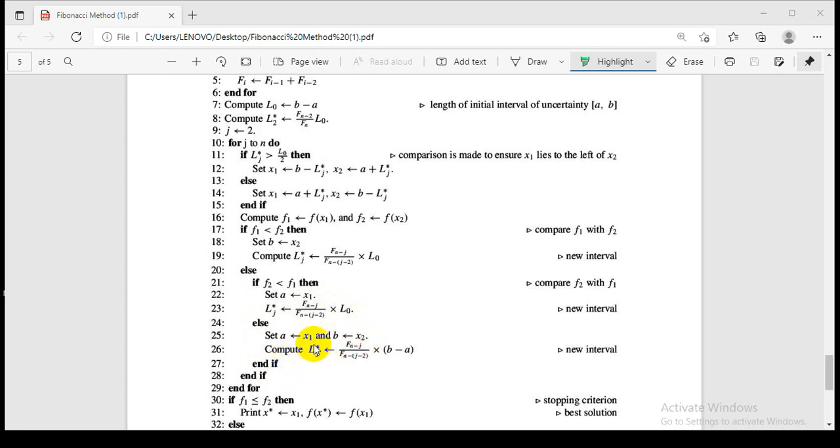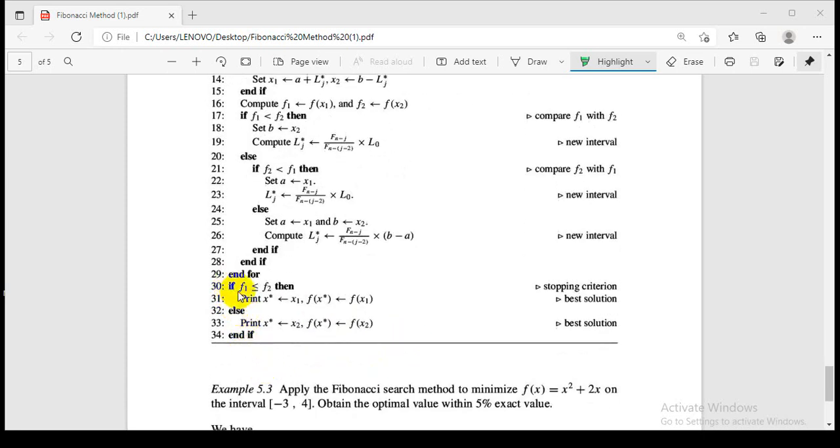Compute Lj star equals Fn minus j over Fn minus j plus 2 multiplied by B minus A. And if f1 is less than or equal to f2, then print x star equals x1 and f of x star equals f of x1, else print x star equals x2 and f of x star equals f of x2.